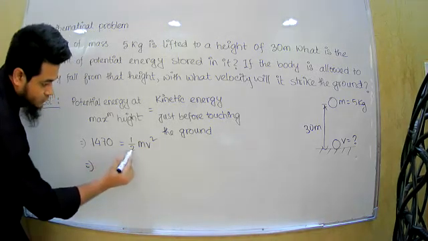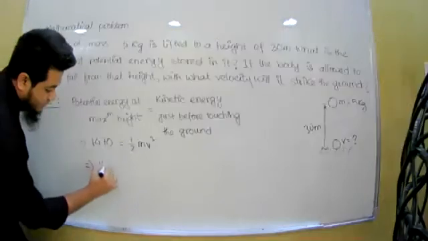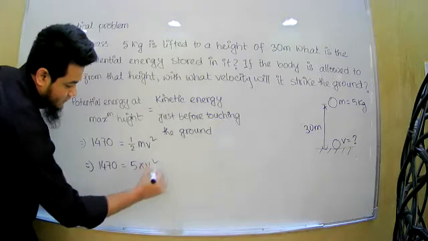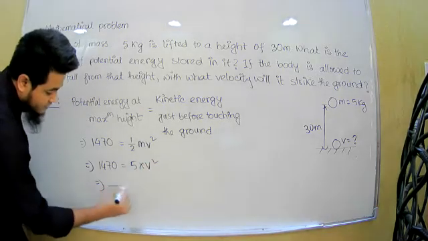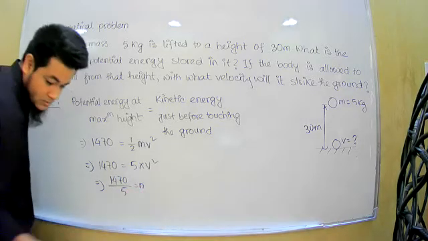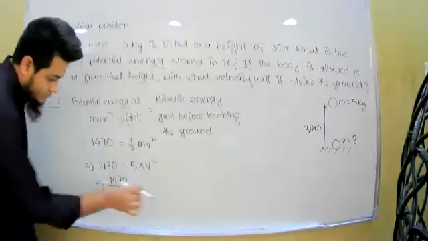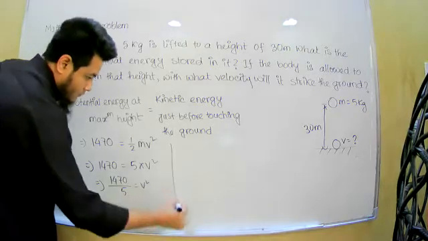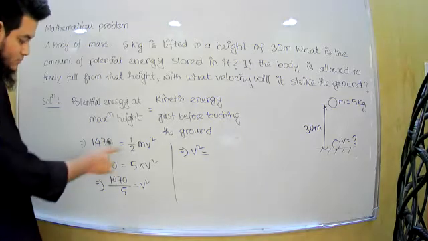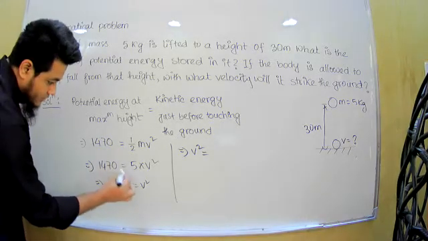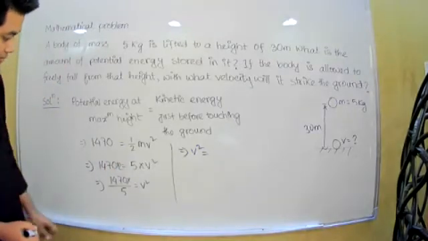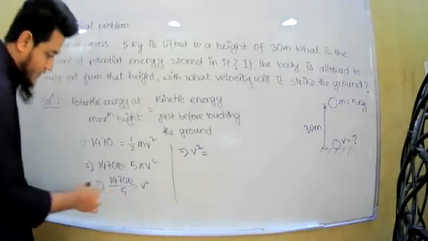So these two is divided, so it will be multiplied. 1470 is equal to m is value of 5, so 5 into v square. So 5, if I change the side, it will be 1470 divided by 5 is equal to v square. Sir, where did 1/2 go? Oh okay, I forgot to multiply here, it will be multiplied by 2. Okay, so multiplied by 2 then divided by 5.